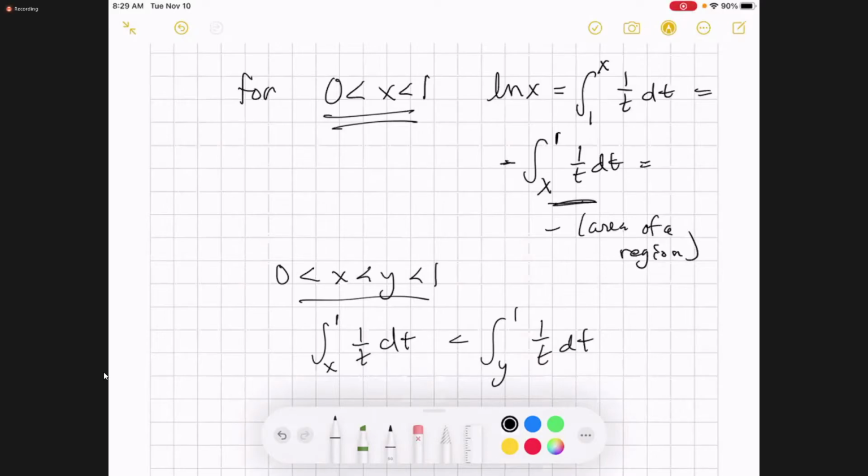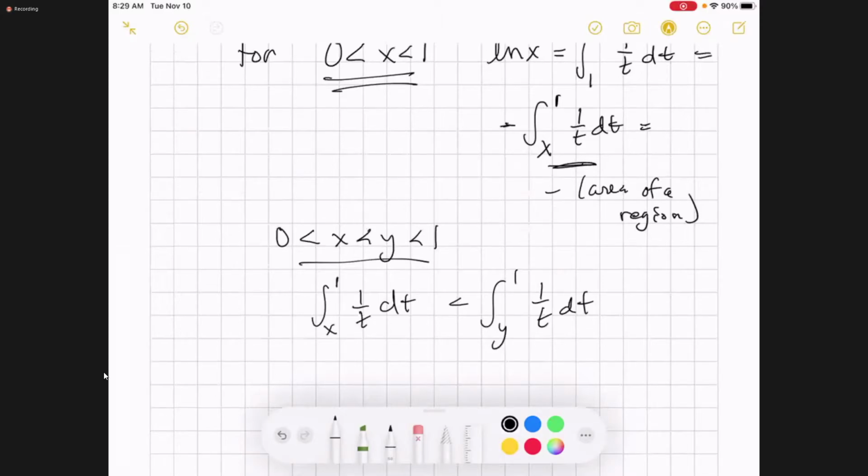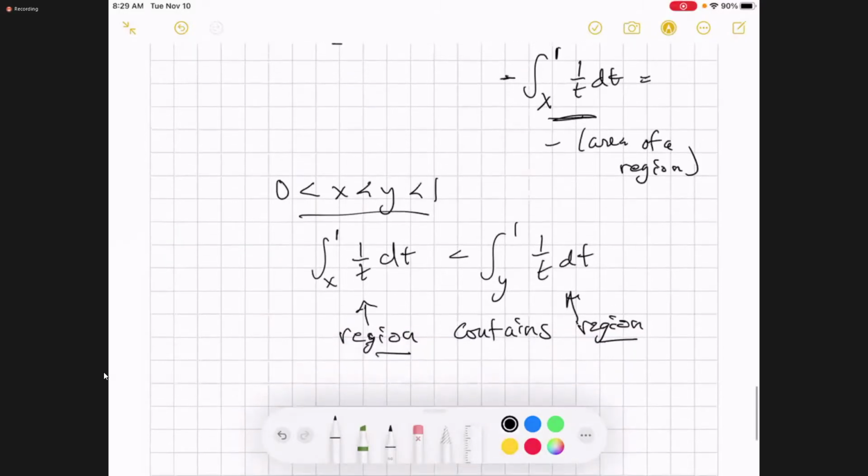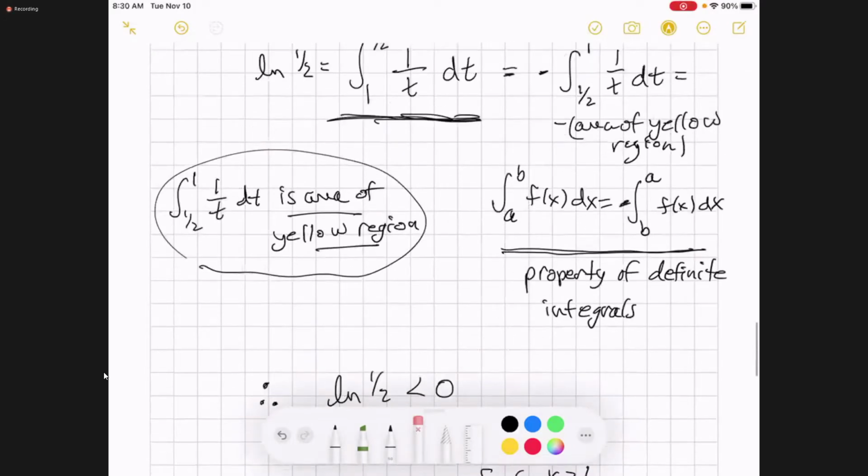The integral from x to 1 contains, okay, so this region contains this region. And that means that this number, okay, I said that was less. That's not true, it's bigger. Okay. From x to 1, let me put a picture. Okay. So let's see.